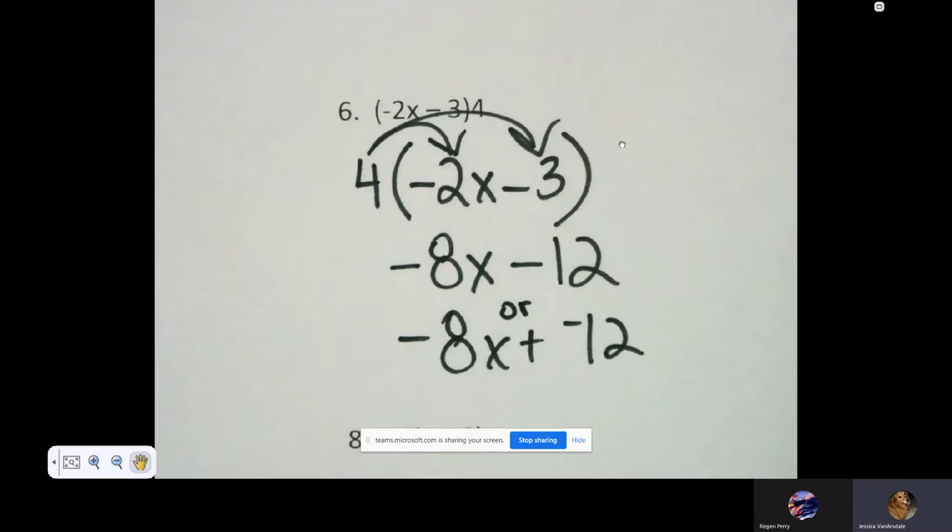When you finish this one, pull out the next page. This stuff's going to kind of go back to what we did on, when were you here? Tuesday.